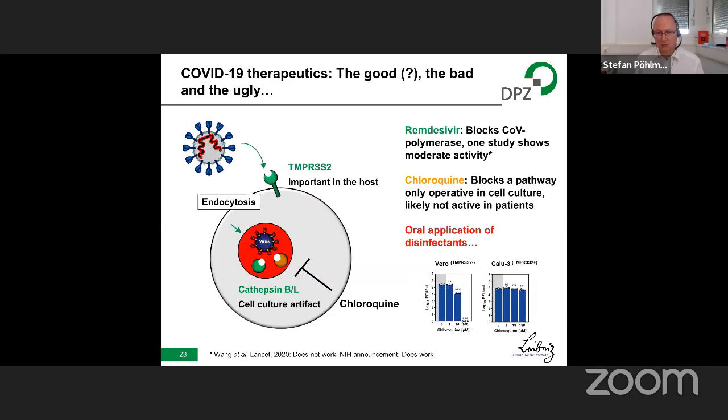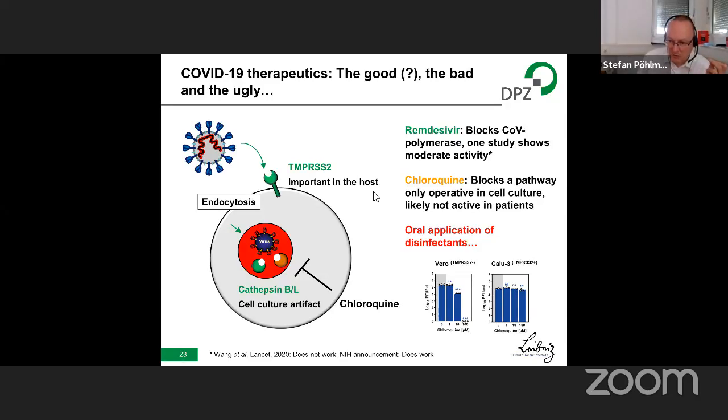And finally, I would like to set this into the context of currently used antivirals. There's kind of agreement that remdesivir is working. It's blocking the coronavirus polymerase, and there's at least one large clinical trial indicating that it reduces time of hospitalization. It doesn't protect from death, at least not in this trial, but it reduces time of hospitalization.